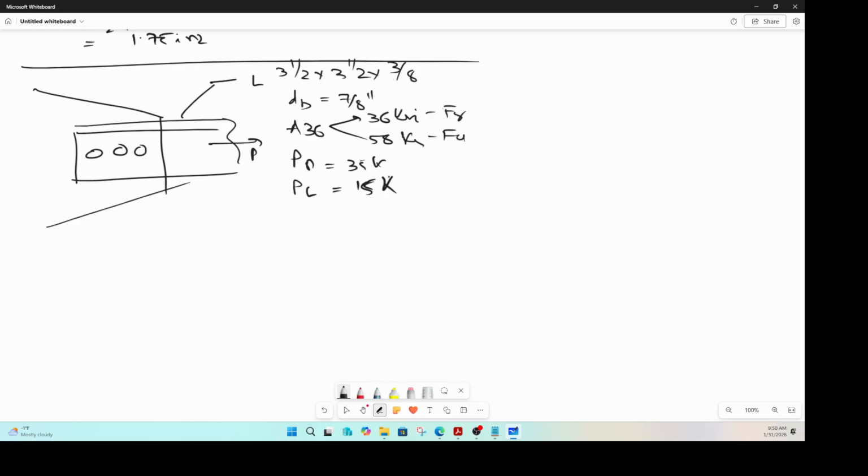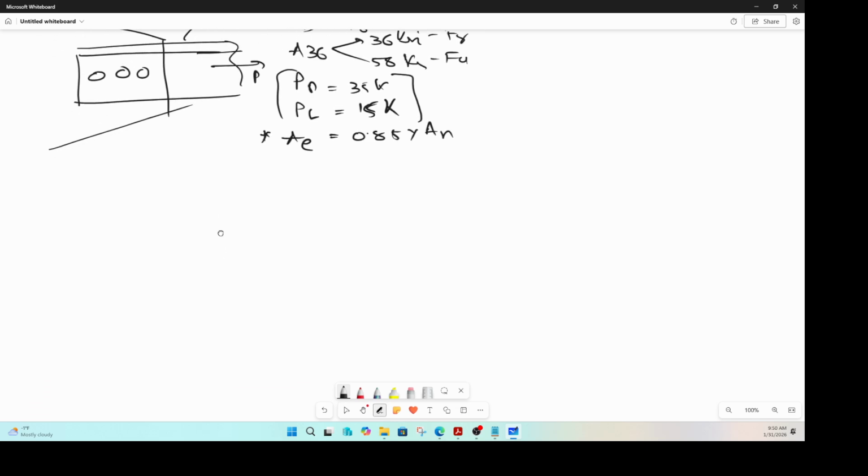Okay, and then they have made our life easier. They said, okay, take the effective net area as 0.85 times your A net area. That means you don't have to worry about calculating the U factor. They have done that for us, and they want us to qualify this connection. Is this connection okay? These are service loads, but can it take the factored load? How do you know if the connection is okay?